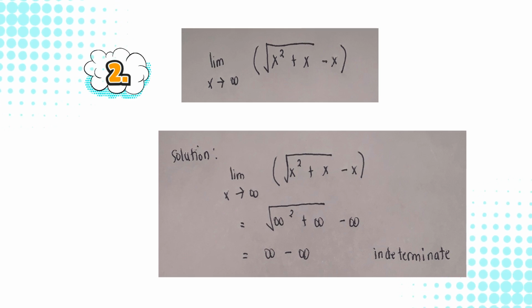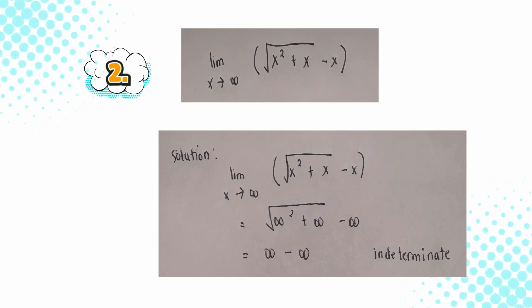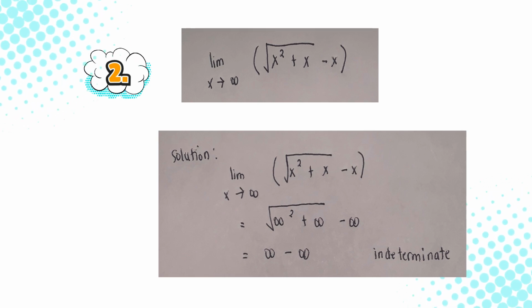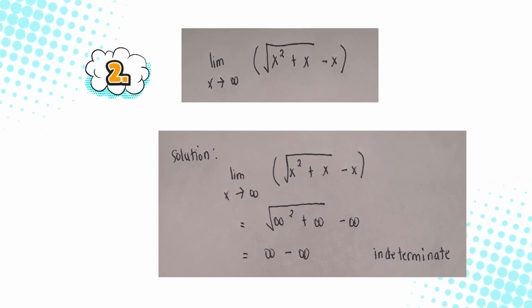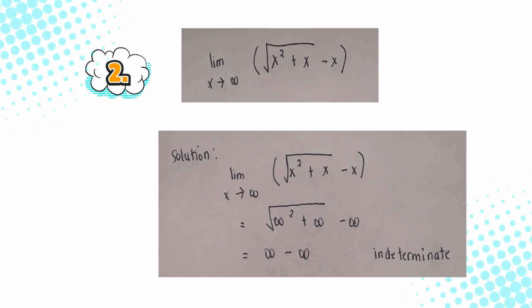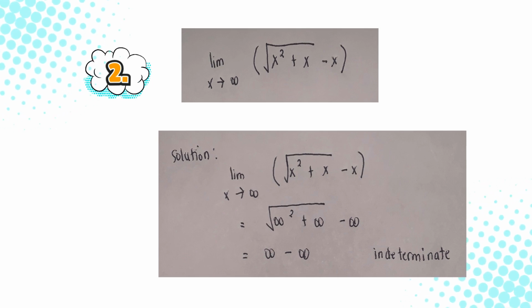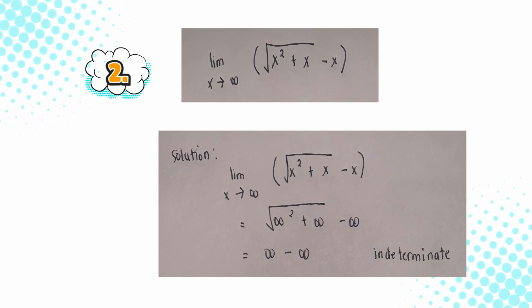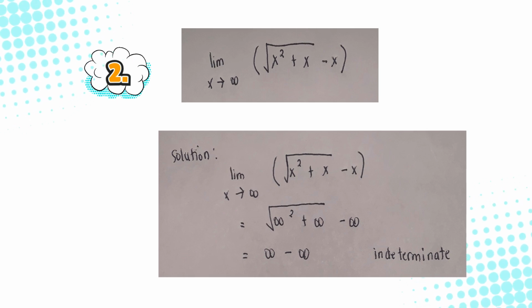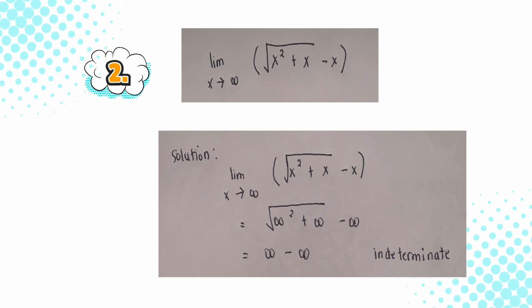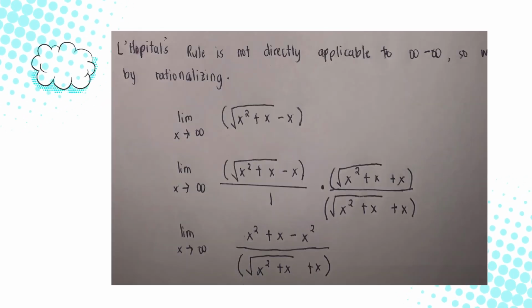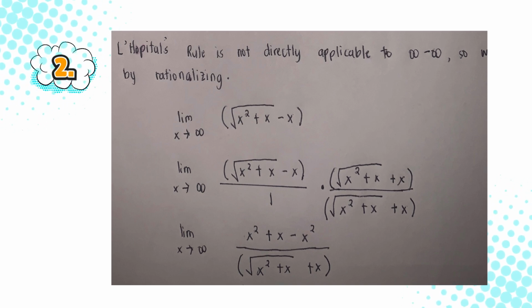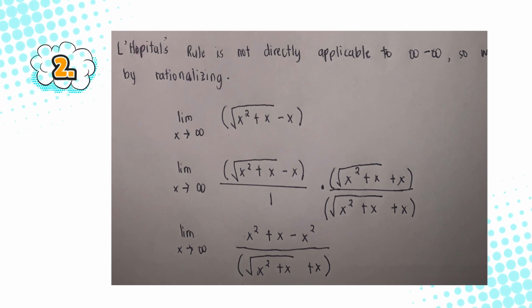For our solution, we have the limit of the function the square root of x squared plus x minus x as x approaches infinity. So we are going to apply the direct substitution. So this will become the square root of infinity squared plus infinity minus infinity, which is infinity minus infinity, and that is indeterminate. L'Hopital's rule is not directly applicable to infinity minus infinity, so we are going to resolve it by rationalizing.